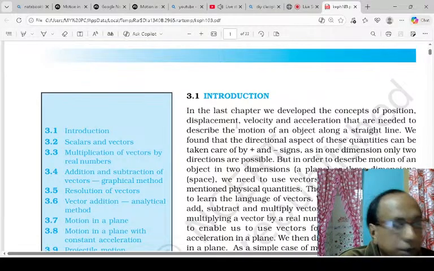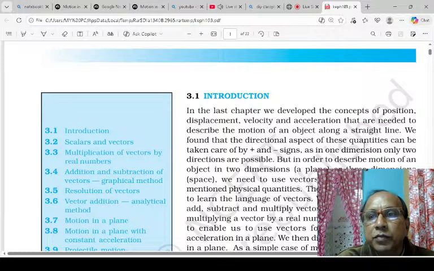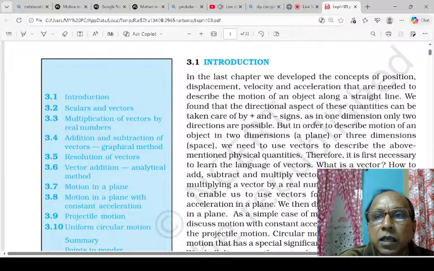In the last chapter, we developed the concept of position, displacement, velocity, and acceleration that are needed to describe the motion of an object along a straight line. We found that the directional aspect of these quantities can be taken care of by plus and minus signs, as in one dimension only two directions are possible. But in order to describe the motion of an object in two dimensions, a plane, or three dimensional space, we need to use vectors to describe the above mentioned physical quantities. Therefore, it is necessary to learn the language of vectors.